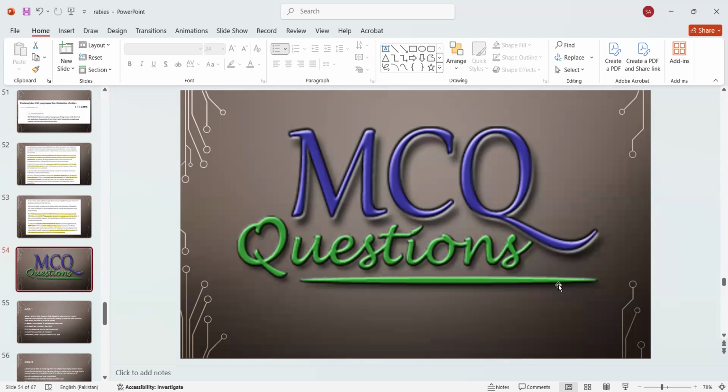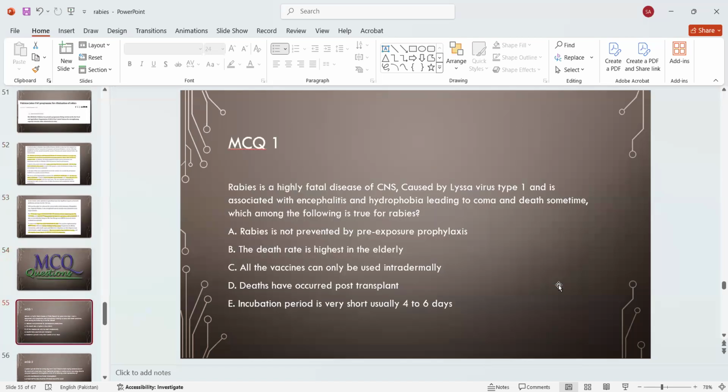Multiple choice questions. Number 1. Rabies is a highly fatal disease of the central nervous system caused by Lyssavirus type 1 and is associated with encephalitis and hydrophobia, sometimes leading to coma and death. Which among the following is true for rabies?